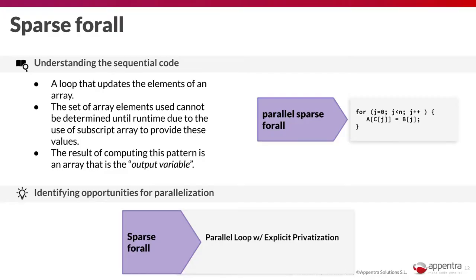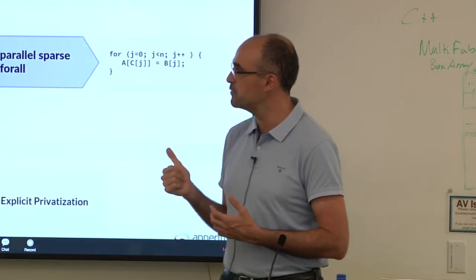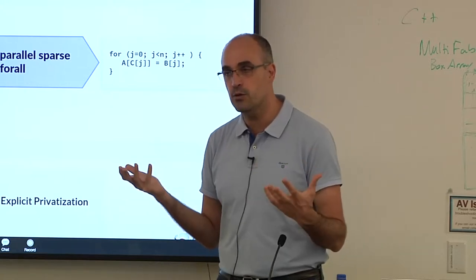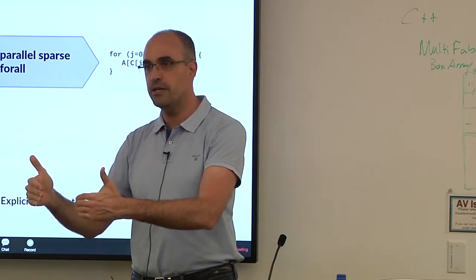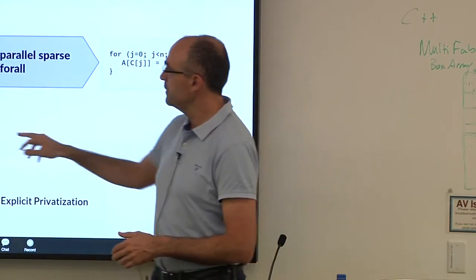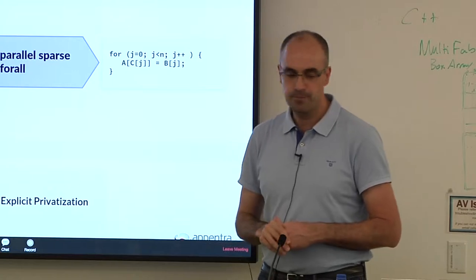And finally, sparse for all. I will not stop on that because the way it behaves requires different ways of forcing synchronization. But just from the point of view of description, it's very similar to the sparse reduction. It updates the elements of an array. The set of array elements cannot be predicted at compile time. It is only known when you execute the application for the input data set of that run of the application. And again, you have an output variable that is an array. Okay?